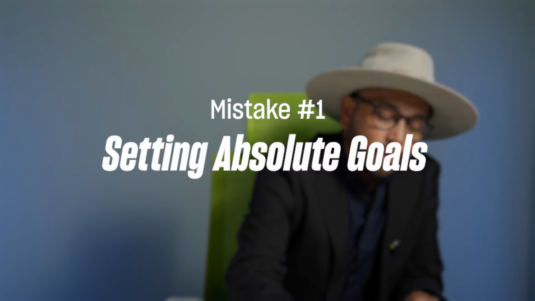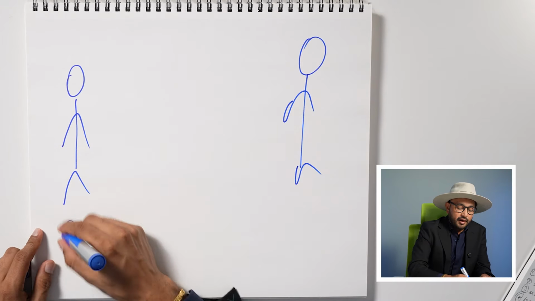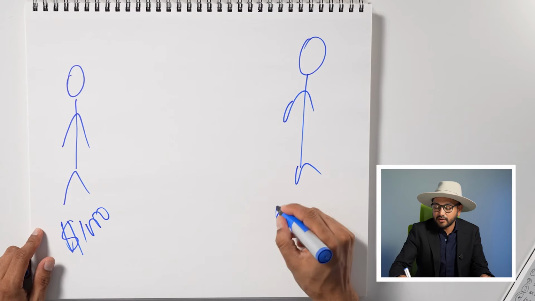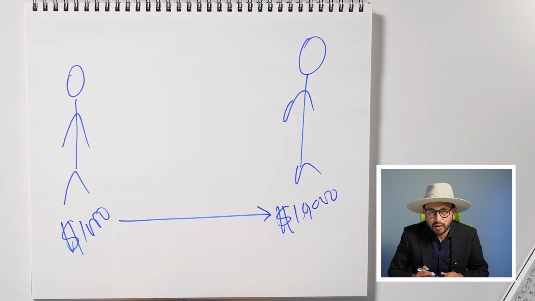So the first thing, most common mistake people make with goal setting is they set absolute goals. So this is what normal goal setting looks like. I am making $1,000 and I want to start making $10,000. An absolute goal and an absolute number. Worse still is sometimes this absolute goal would have a hypothetical timeline, especially in the first few months.